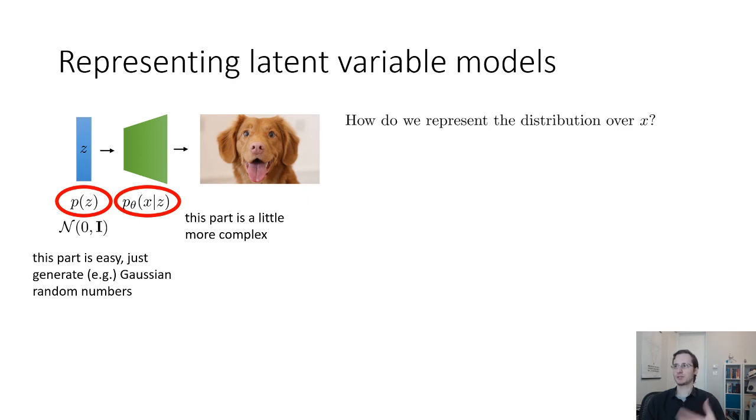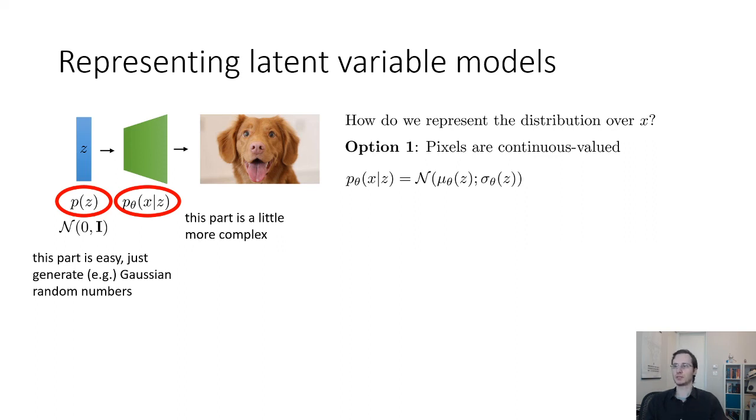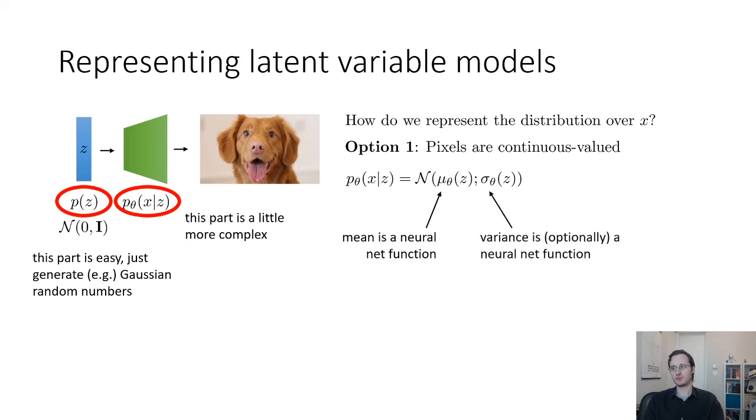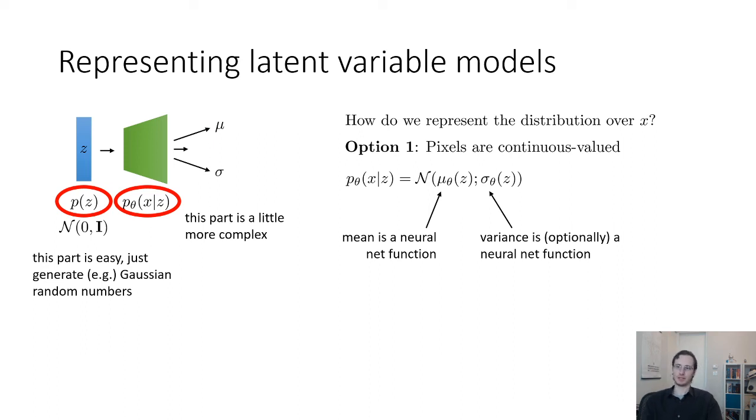So first, how do you represent a distribution over X? Well, option one is to say that your pixels are continuous valued. Let's say that your pixels are real numbers. Then what you would typically do is represent it as a multivariate normal distribution with a diagonal covariance, which just amounts to saying that every pixel is going to have a mean and every pixel is going to have a variance. And both the mean and the variance of every pixel could in general be functions of Z. So they might be the output of a neural network. The mean is a neural net function, and the variance is optionally a neural net function, right? So your decoder then outputs a mu and a sigma for every pixel.